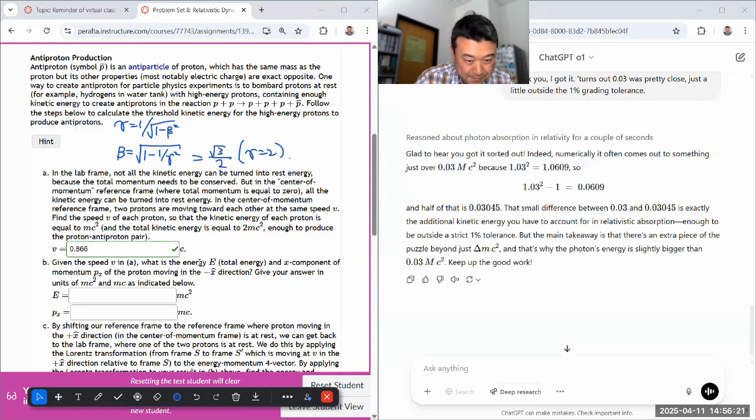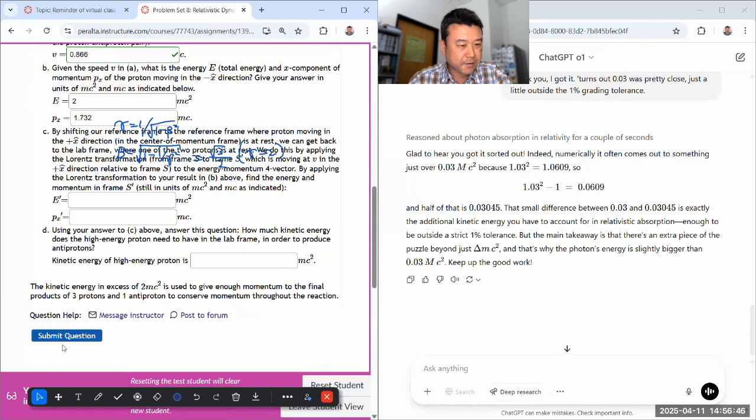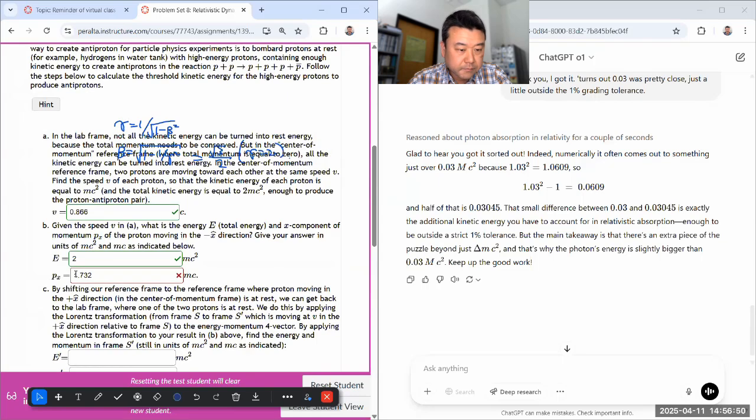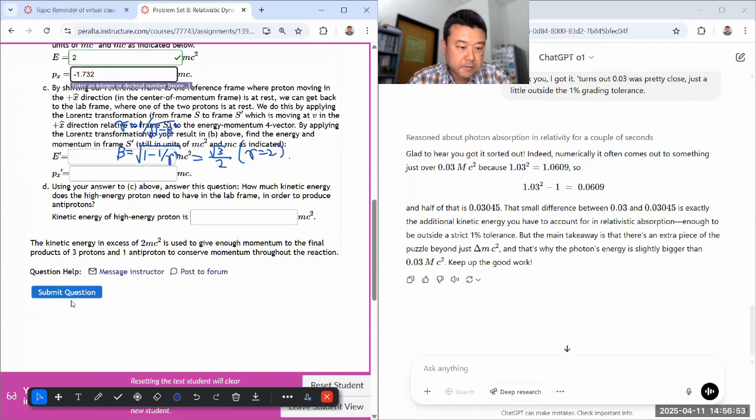Given the speed in A, what is the energy and the x component of momentum moving in the minus direction? Okay, that seems easy. So the gamma factor was 2, and momentum is 2 times that, so it should be 1.732. I thought this question was harder. Oh wait, I think it wants a minus sign.